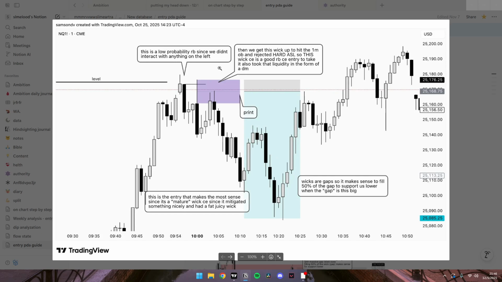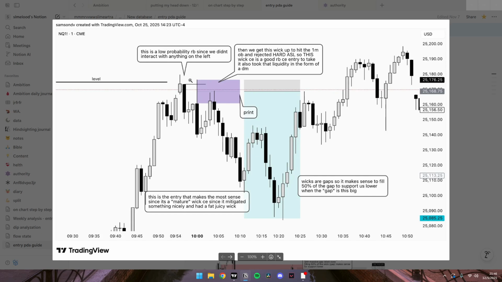Like here, oh my gosh, whole lot of yap. But here, this is a mature RB, so we see that we displace low. No, we don't displace. We get this inverse volume imbalance right here. We go up, we sweep this devil's mark right here. We tap in this RBCE.